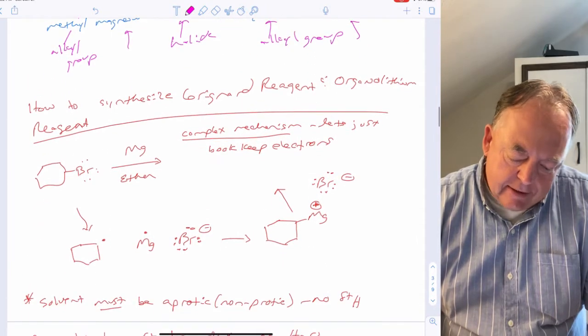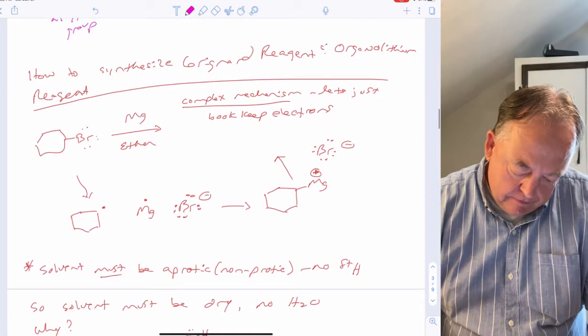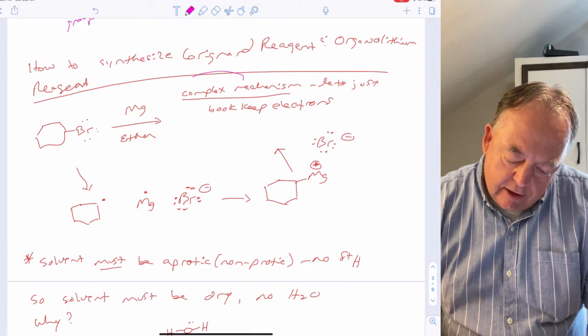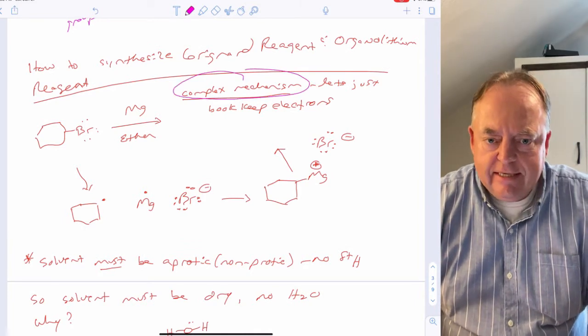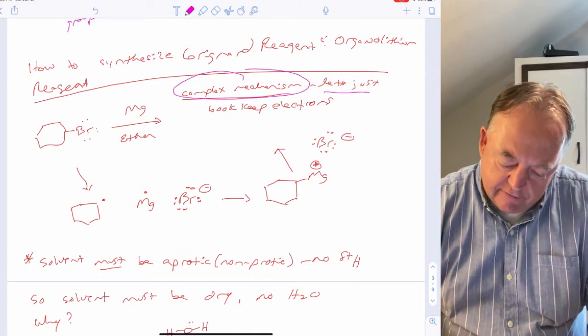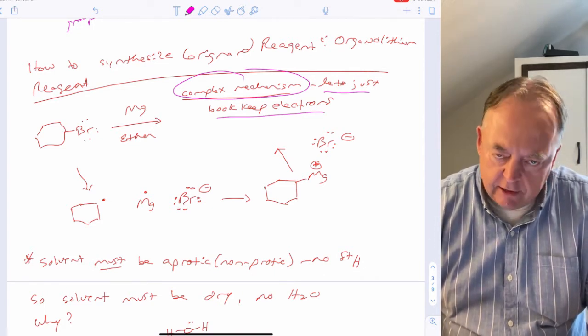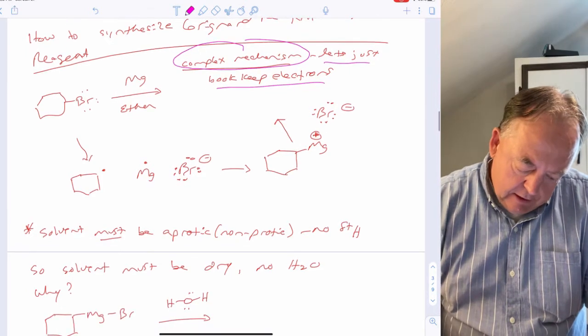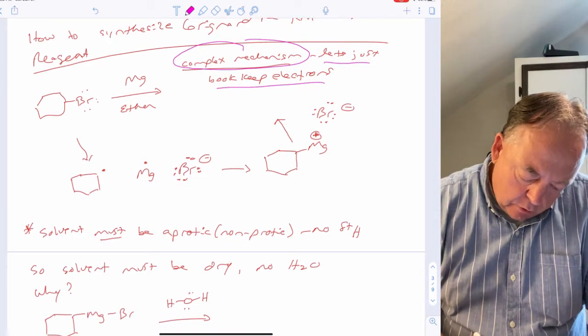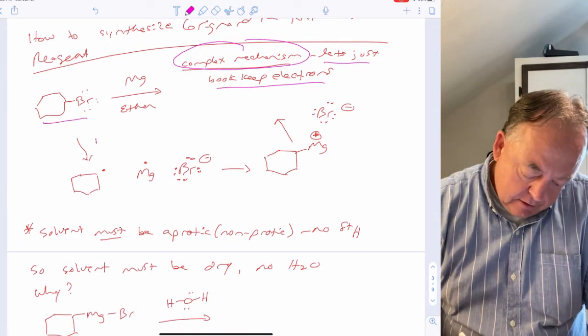Okay, so how to synthesize these things. The mechanism's fairly complex, so we're not going to go through the details of the mechanism. We're just going to keep track of electrons. We're just going to do some bookkeeping to show you that the electrons work out. So you start with an alkyl halide in both cases.